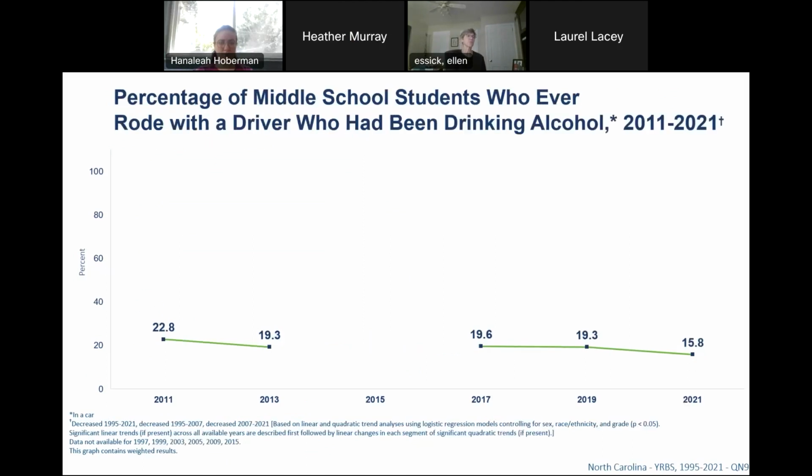The next slide shows the middle school level, and that has also gone down. It's a little higher than high school, but middle schoolers have less control over who they ride with. If they're riding with a parent, for example, they don't have a lot of control over whether they are riding with a parent who's been drinking.